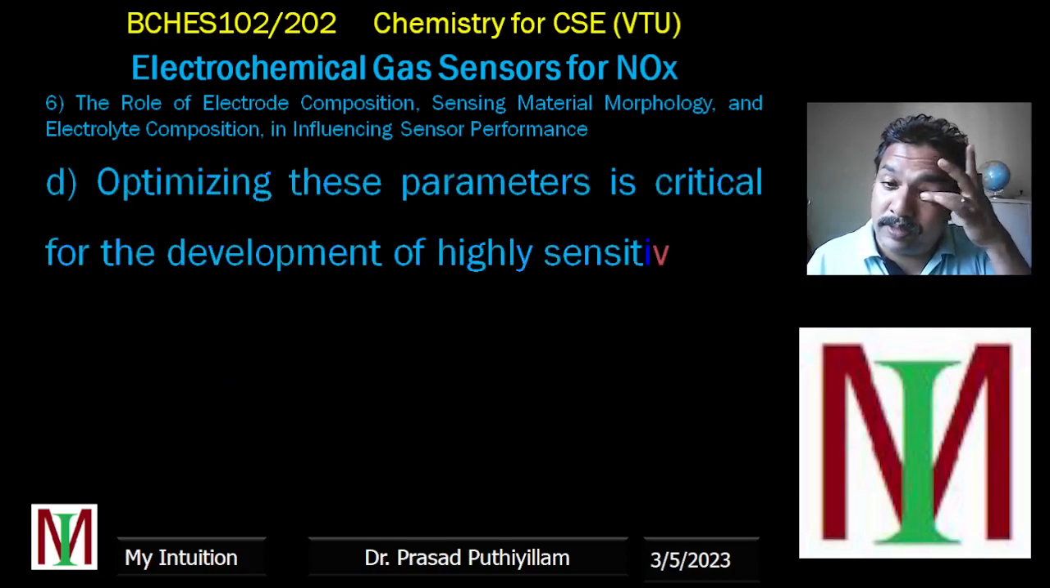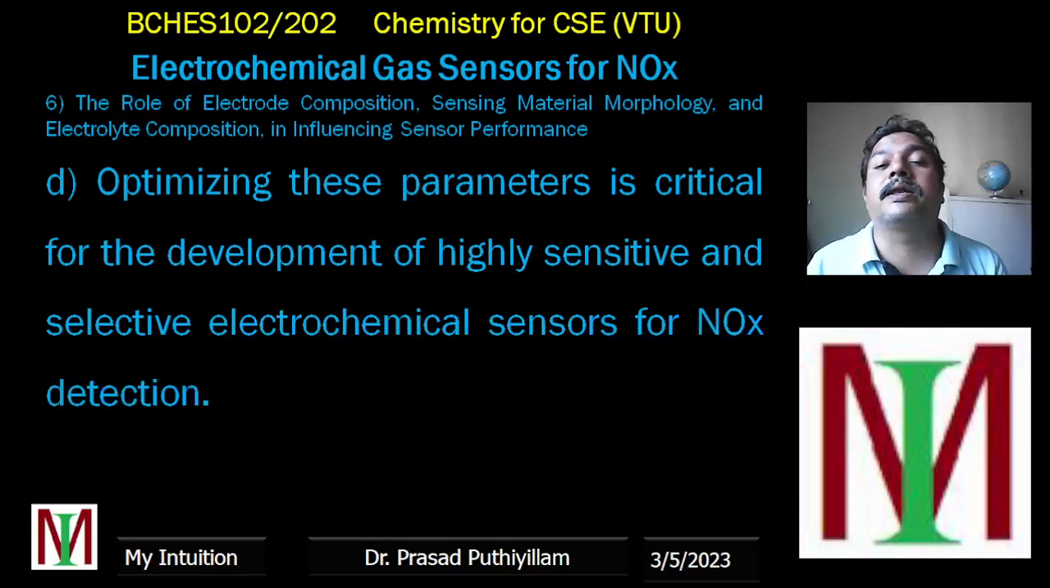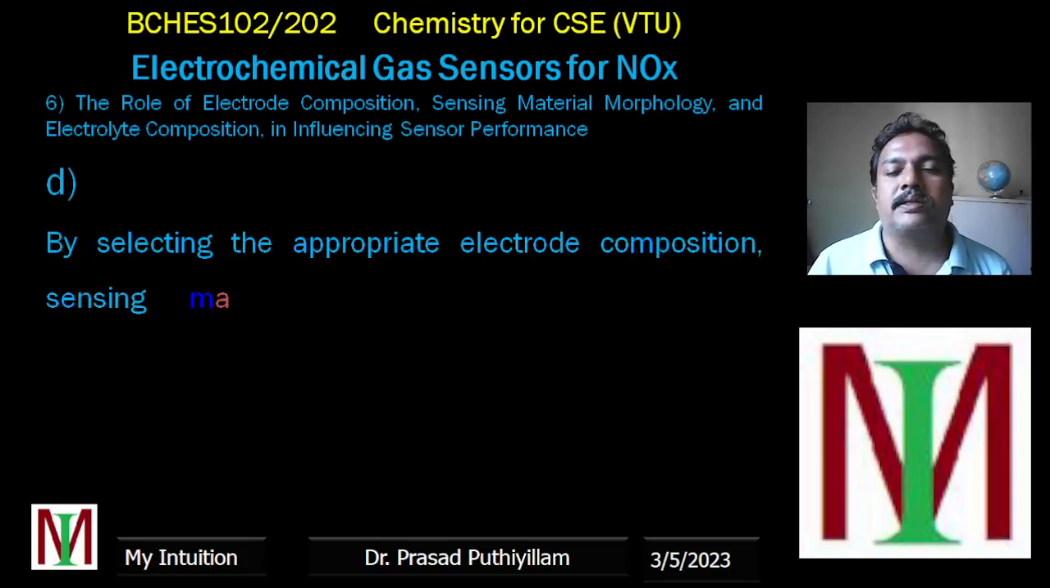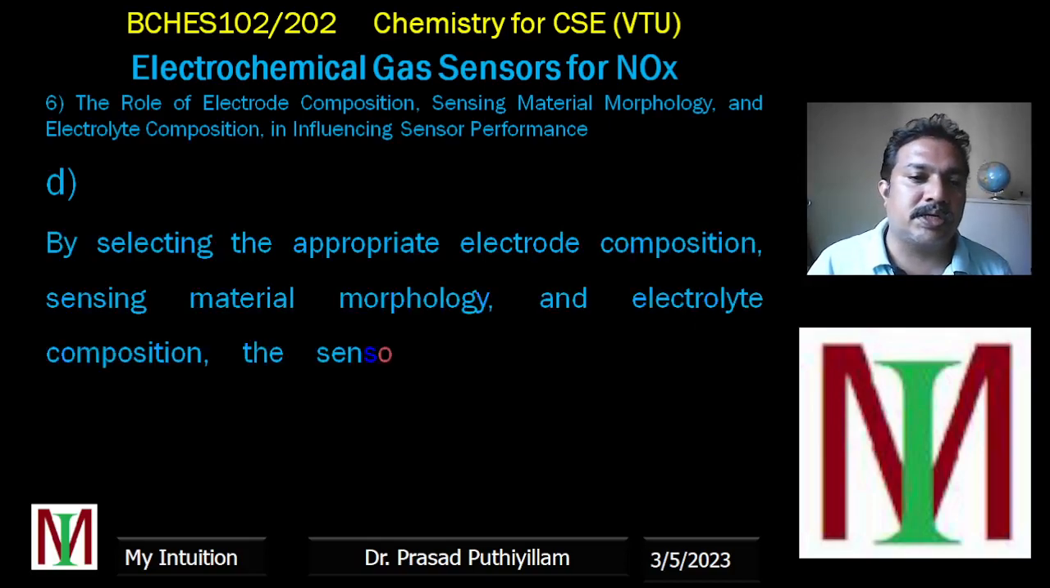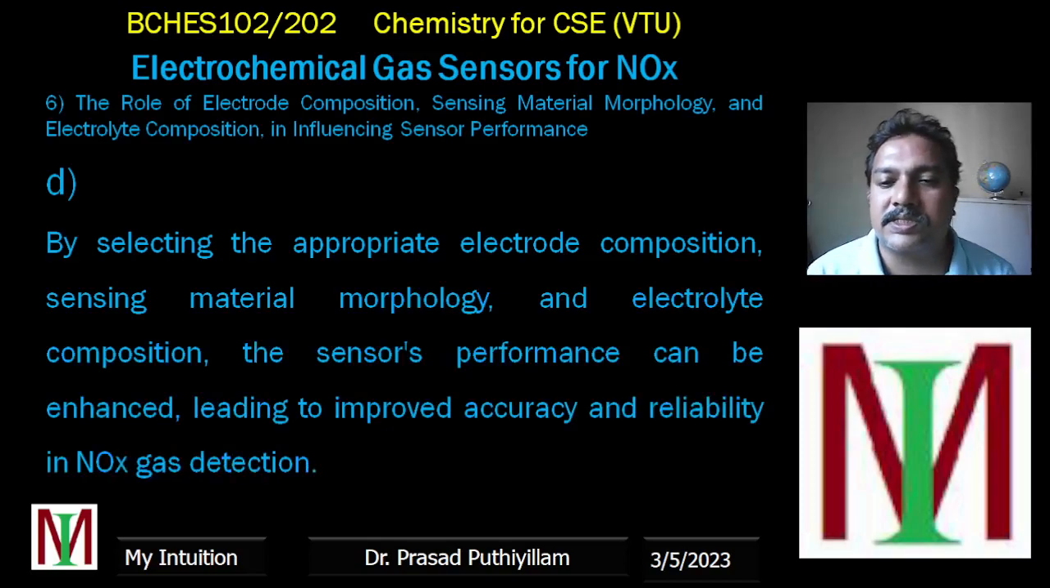Optimization. Optimizing these parameters is very critical for the development of a highly sensitive and selective electrochemical sensor for oxides of nitrogen detection. By selecting the appropriate electrode composition, sensing material morphology, and electrolyte composition, the sensor's performance can be enhanced, leading to improved accuracy and reliability in oxides of nitrogen gas detection.